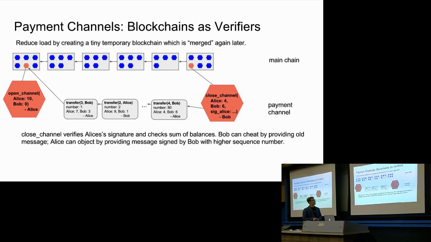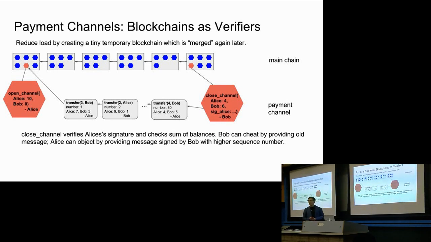And Bob calls the close channel function, appends the current state of the channel, as denoted here, and also the signature of Alice from this transaction. So this signature here is the signature of that transaction. And he also signs the full blockchain transaction. This means we have a confirmation from Alice that this is the current state of the channel, and a confirmation from Bob that he wants to close the channel, and he also confirms this state of the channel.